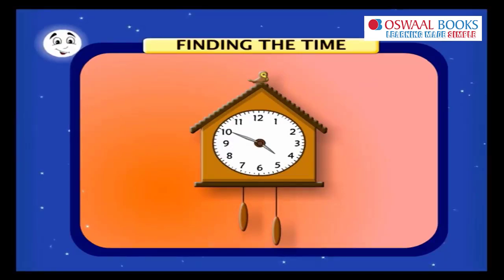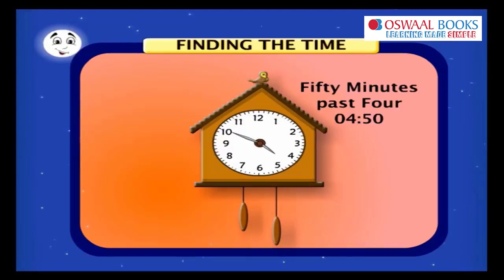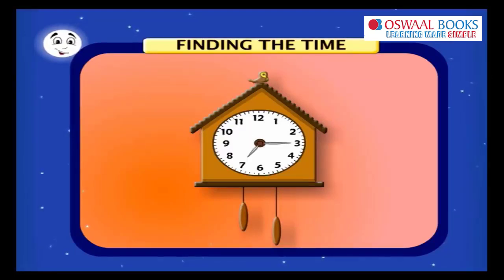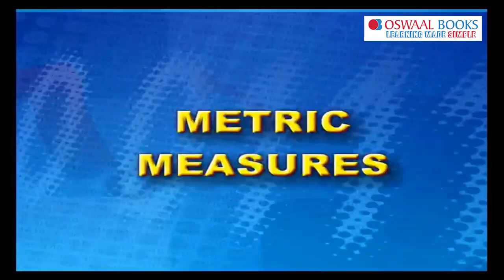It means 10 into 5 is equal to 50 minutes. And the hour hand is between 4 and 5, so the time is 50 minutes past 4. In this clock, the minute hand is at 3. It means 3 into 5 is equal to 15 minutes, and the hour hand is at 7. We call it 7:15.